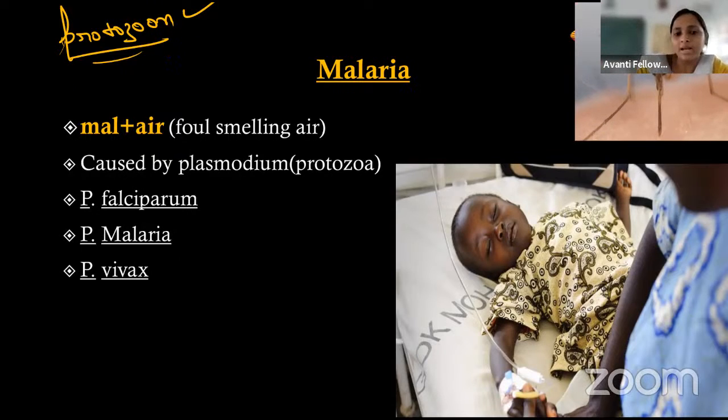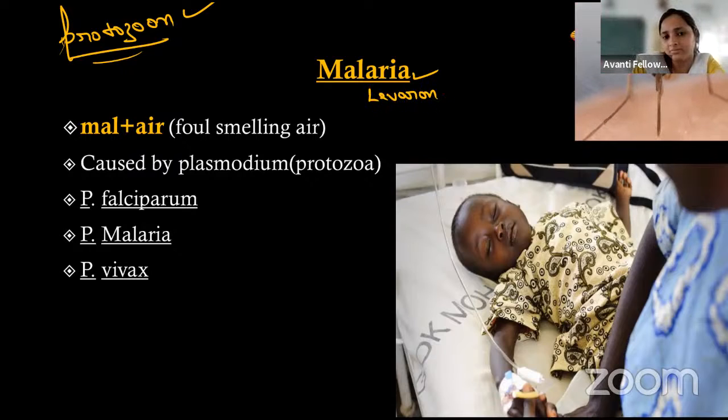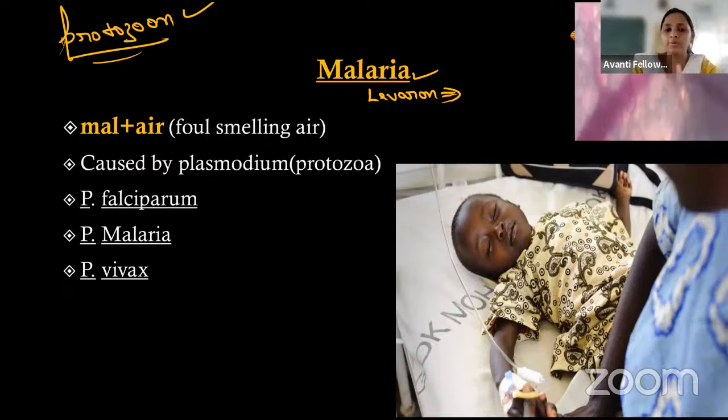Malaria is caused by a protozoan. Before, everyone believed that malaria is caused by foul smelling air. You were supposed to get malaria from foul smelling air, but that is not the truth. So how do we get the disease? One of the scientists, Laveran, told that it is not caused by foul smelling air. It is caused by a protozoan.